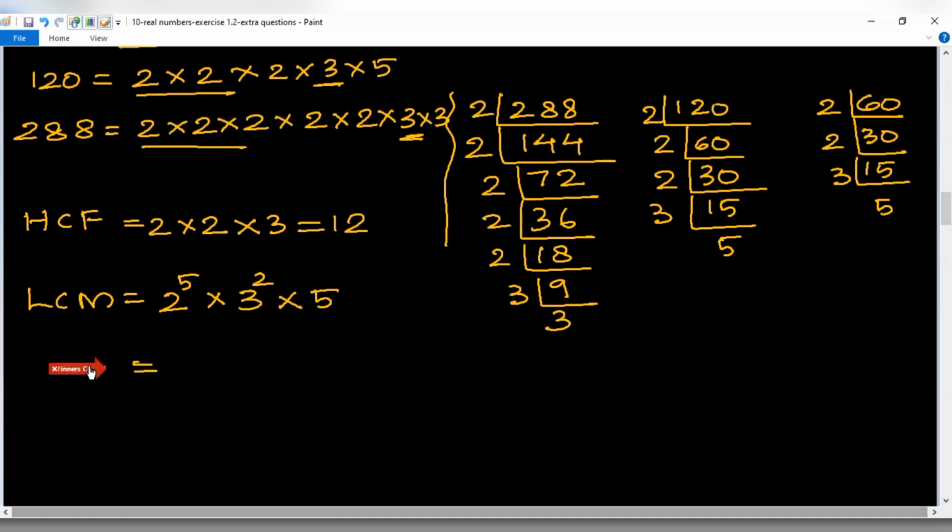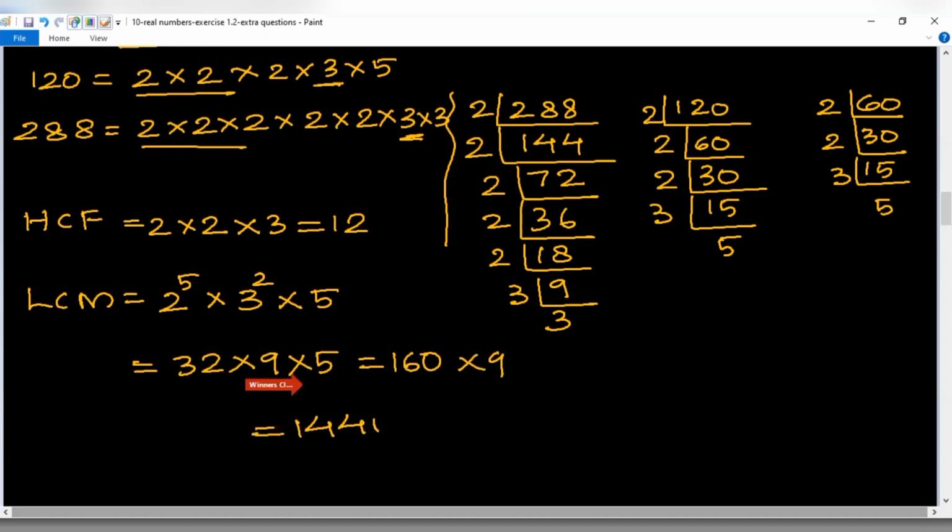Now 2 raised to 5. 2 we have to multiply 5 times. That is 32. 3 square, 3 into 3, 9. Then 5. Okay. So 5 into 32. Multiplying by 5 means just take the half of the number and just add a 0. So 32, half of 32 is 16 and then add a 0. So this is 32 into 5, then 9 into 9. So it is 1440.